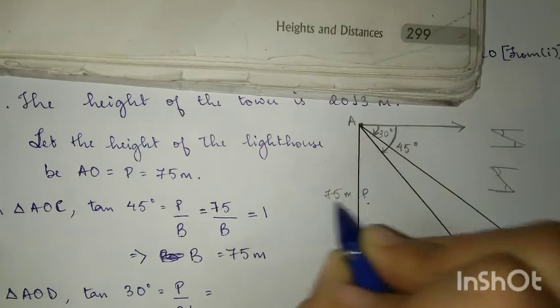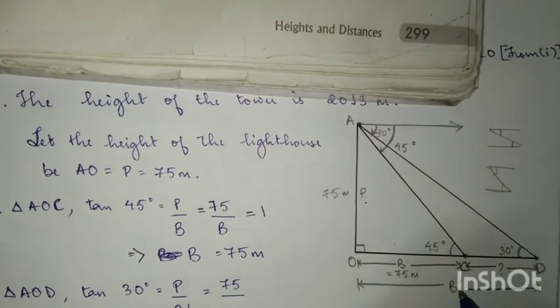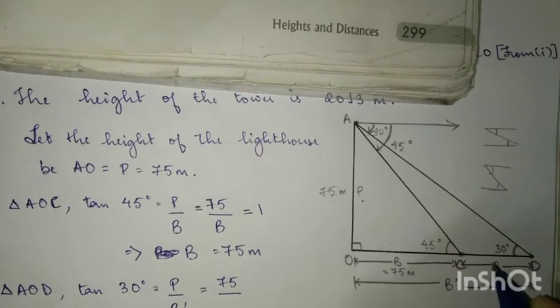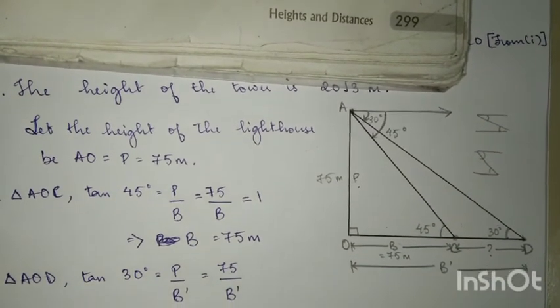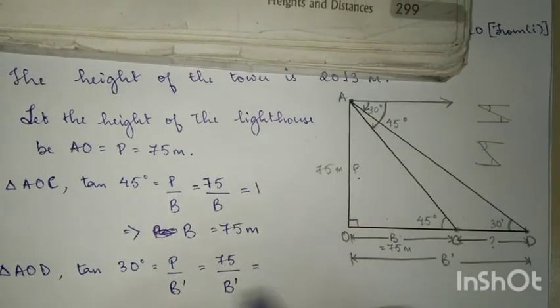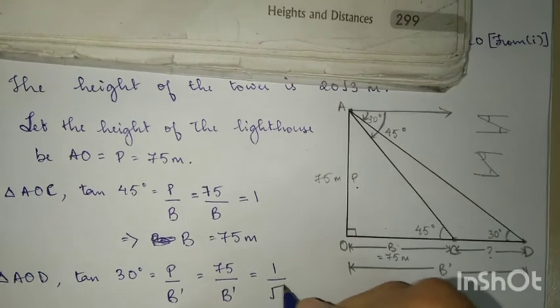Now, P, we know that it's 75. And B dash, we don't know. We're not going to say B plus something because we don't know that one. So we're leaving it as B dash. Now, tan 30 degrees is equal to 1 by root 3, okay?